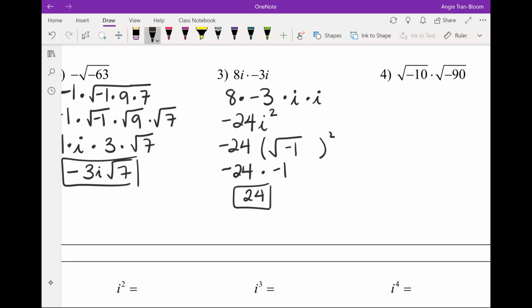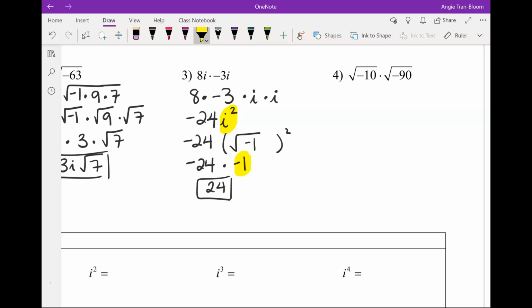So i is a square root of negative 1. What's i squared then? i squared is not 1, but i squared is then? That's right. Can you guys see why it is negative 1? Okay.